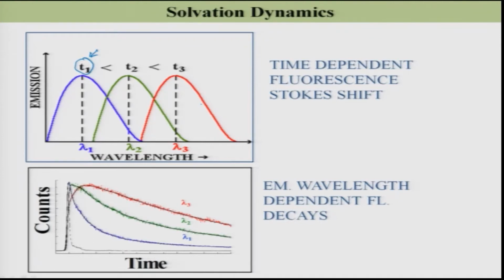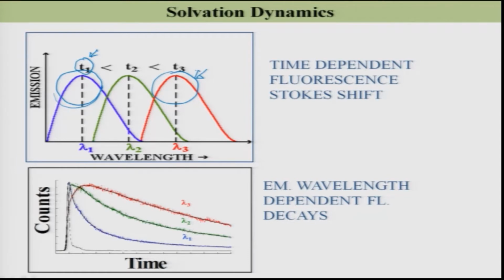Now, as I said, the steady state emission spectra of this molecule is nothing but the time integrated spectra of all these different times. So, the steady state will be somewhere here, where the contribution of this one will be very small because it exists only for a very short time, but the contribution of this one will be large because this is my equilibrium solvation structure of this solute dipole.